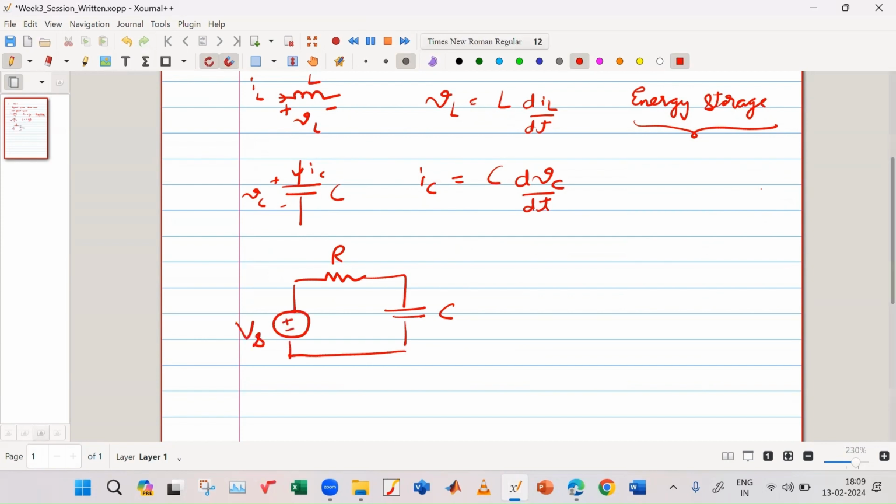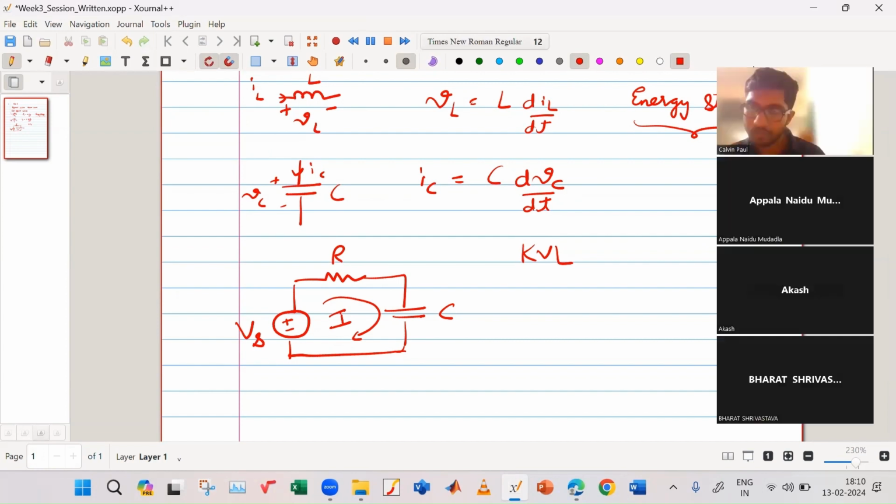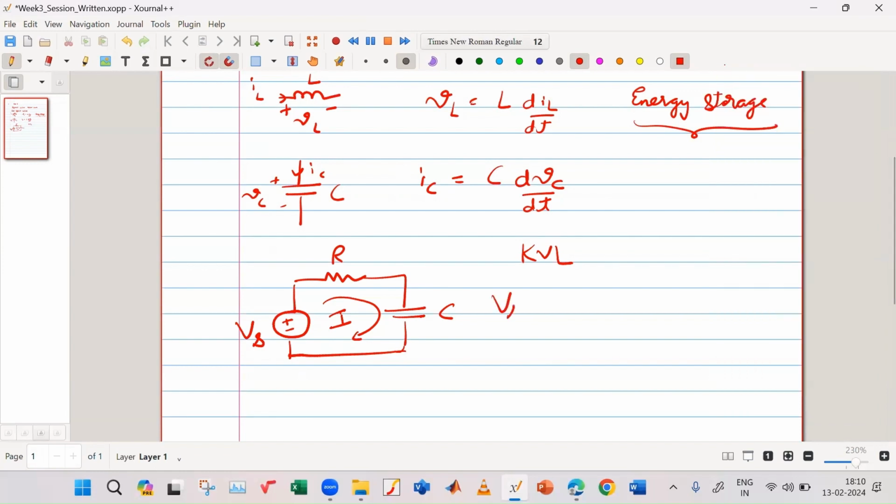Okay, your voltage source. When you try solving KVL or KCL for this circuit, we will solve KVL. So can anyone tell what will happen if I apply KVL over here? Assume the current is I. Okay. So can anyone tell me what will be KVL over here? Vs minus R into I. Okay. So I'll go from here. So this is Vs, then it will be minus R into I.